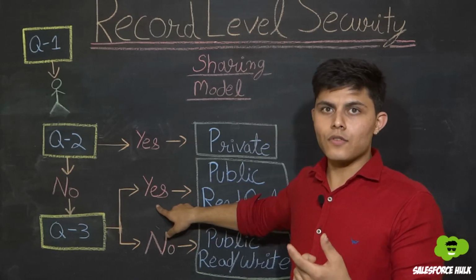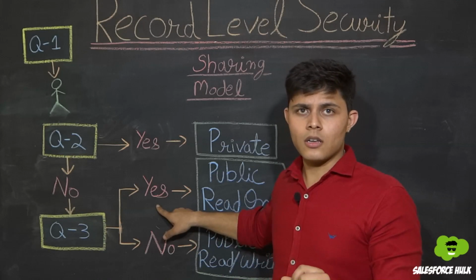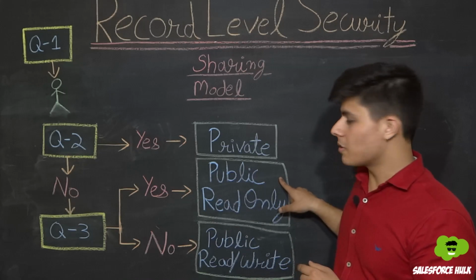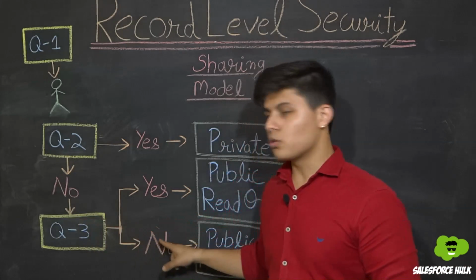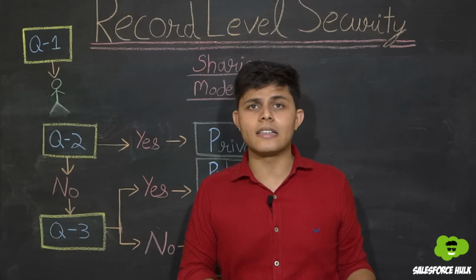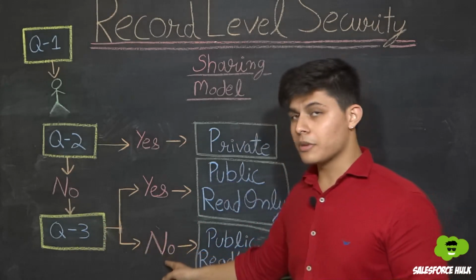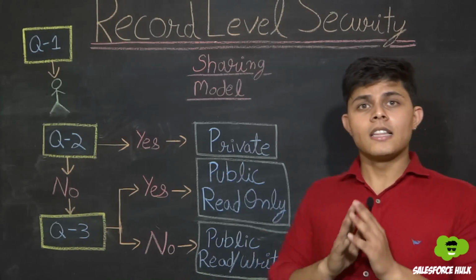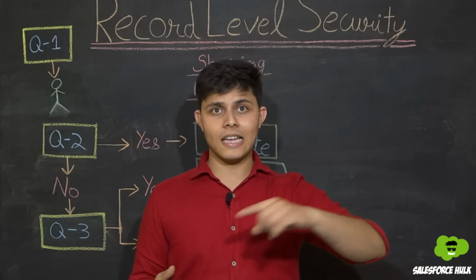Yes. If you want that this user should not be able to edit this record, then the answer will be yes, and the access level of OWD on that particular object will be public read only. But if the answer to this question is no, that means there is no instance of this object that this user shouldn't be allowed to edit. That means he'll be able to edit all the records of that particular object. Then the answer will be no, and the OWD setting will be public read write. This is how you implement or determine the OWD for a particular object in an organization.